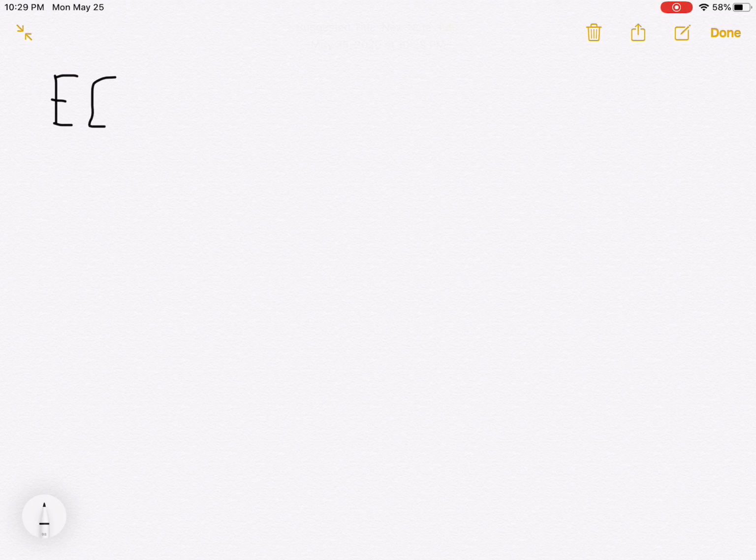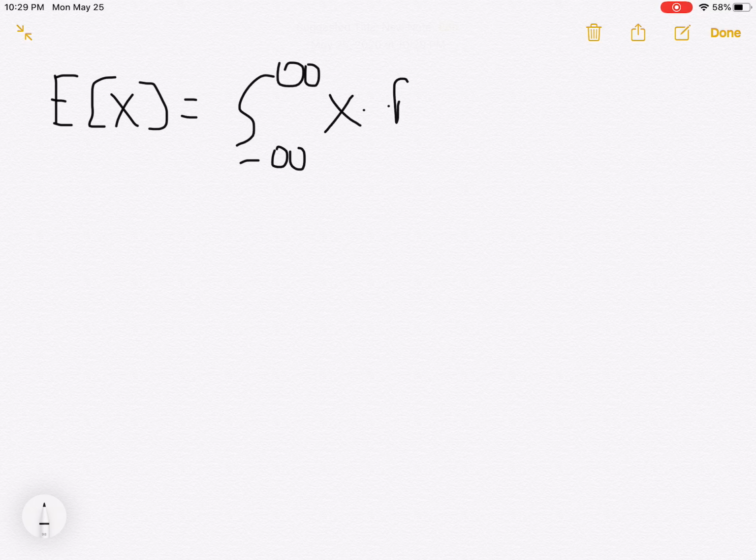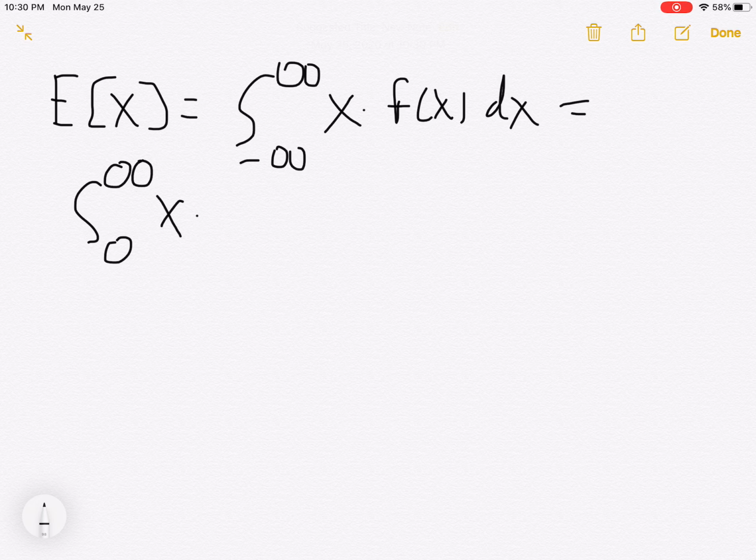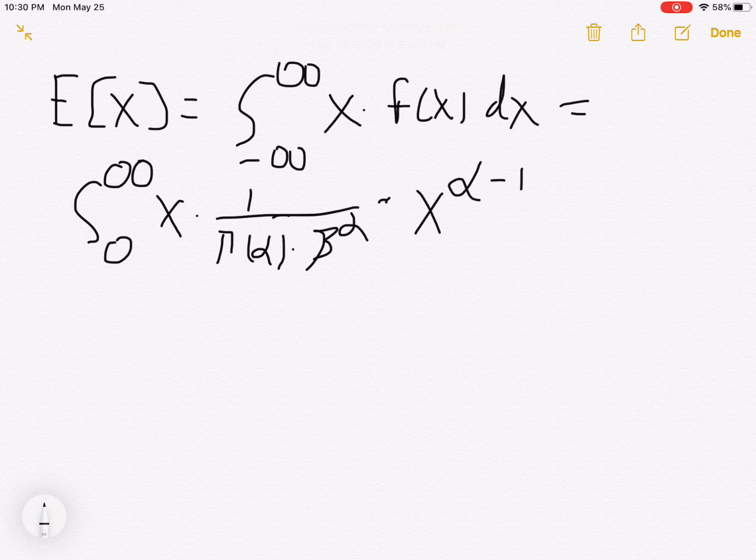So just remember E of X, that's going to be this integral from minus infinity to infinity of x times f of x. Now, we don't have to integrate from minus infinity because the gamma density only applies for x starting at 0 and going to infinity, and that's going to be x times 1 over gamma of alpha times beta to the alpha times x to the alpha minus 1 and e to the minus x over beta dx.